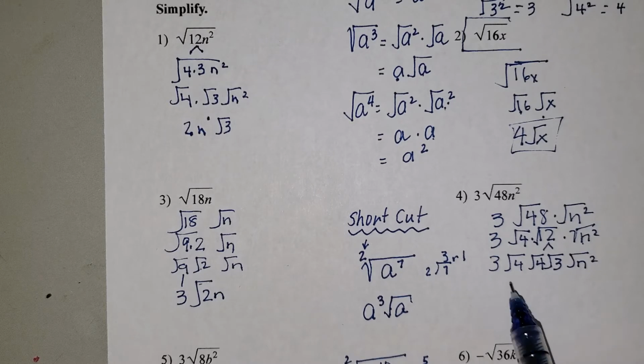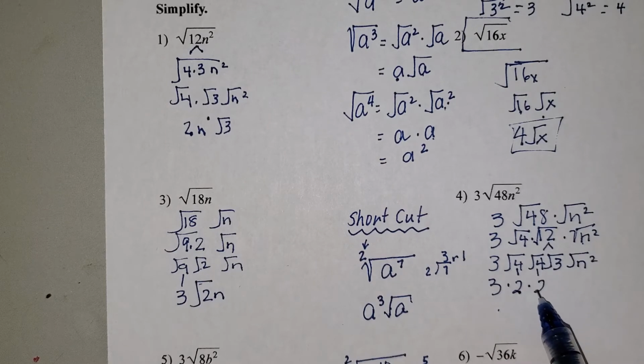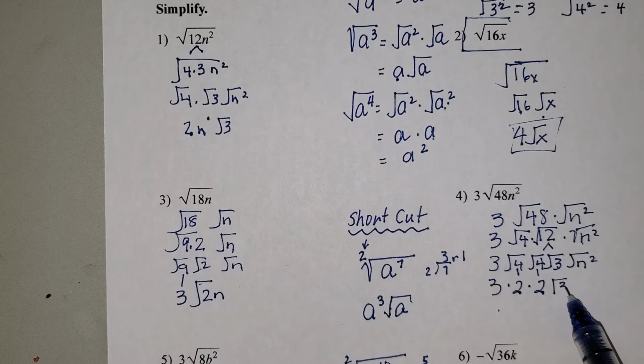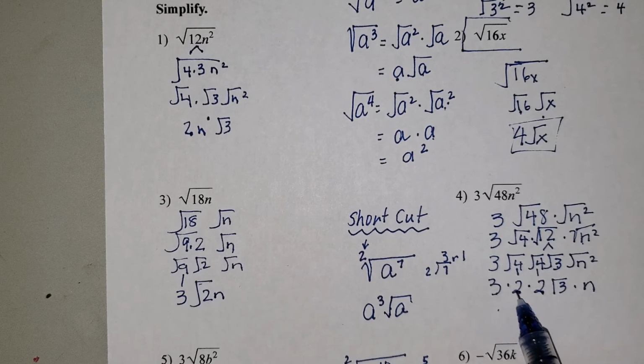Now let's simplify. Got this 3 hanging out in front. The square root of 4 is 2. The square root of 4 is 2. Square root of 3 we can't do. Square root of n squared is n, no radical sign. Everything that's outside is multiplied. So 3 times 2 is 6, times 2 is 12, times n. So 12n radical 3.